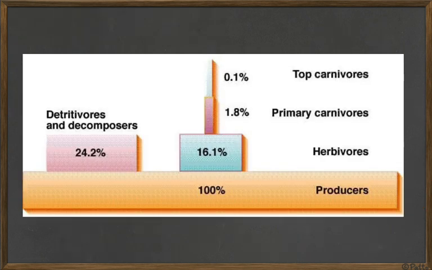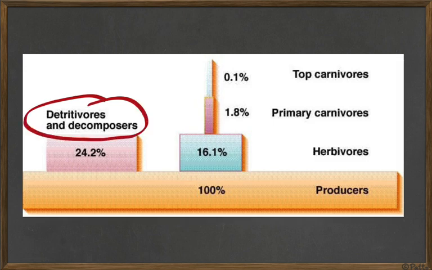Okay, just taking a look again on the shape of these pyramids. This one here has put the detritivores and decomposers together there, but these guys are tricky because decomposers usually decompose this, but they can decompose that, they can decompose that or that.